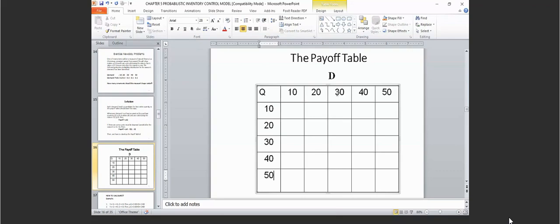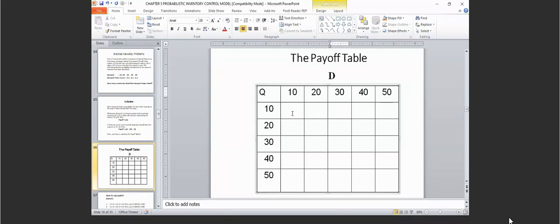Let's say the demand here is 35. And the quantity order here must also be changed to 35. Okay? So it must be parallel with the demand information.